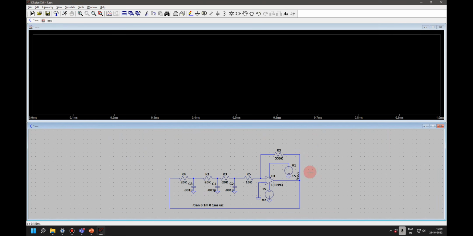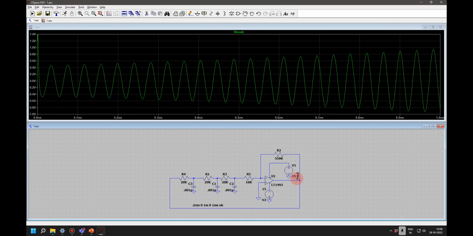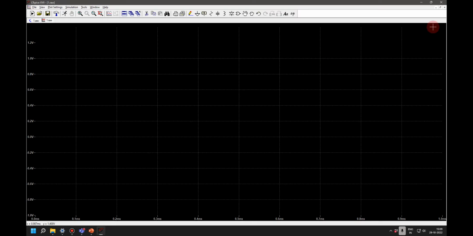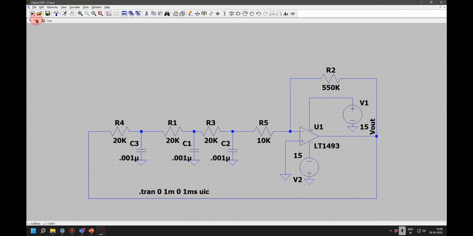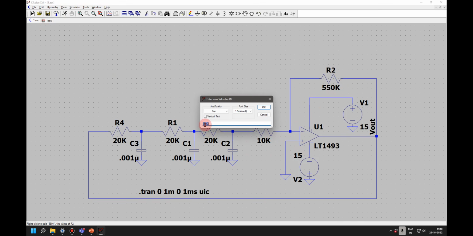Now if I simulate it and try to plot the output, why is this signal continuously increasing? Can anybody say what could be the reason? It's stabilizing. No, it's continuously increasing, I guess. Sir, due to positive feedback it is increasing, and after some time it will get into saturation. Probably I have given this value too high. Okay, so let me further increase and see what happens.